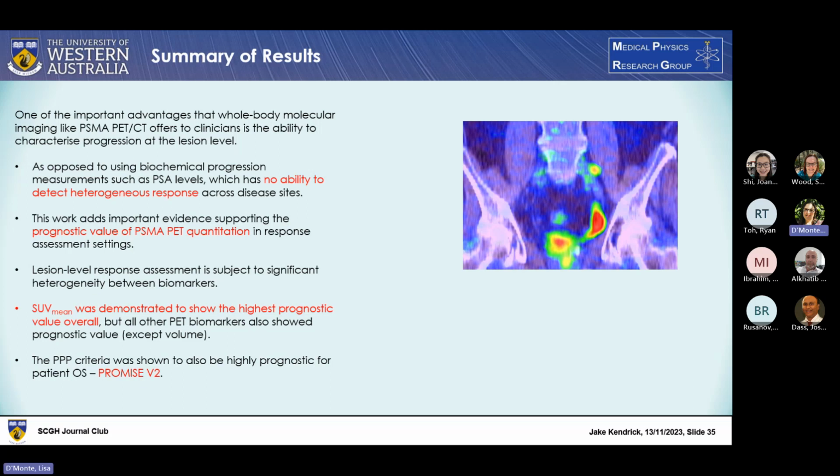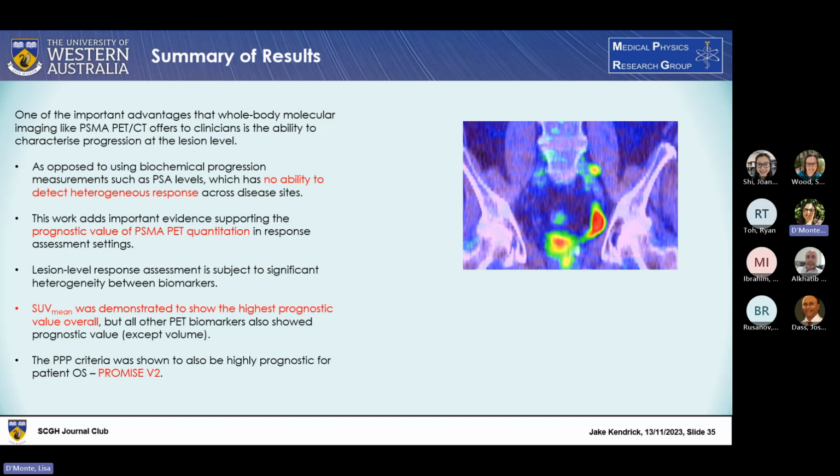So what we did in these 2 studies is we added some important evidence of the prognostic value of 2 specific, 3 actually, response assessment frameworks at this stage of disease. And again, I should stress, they have not been validated at the biochemical recurrence stage of disease yet. So this will be the first time that they've been validated at this stage. They are prognostic for overall survival. We found that lesion-level response assessment can change purely depending on the imaging biomarker you choose. So if you choose a different biomarker, that can change how you're assessing progression at the lesion level.